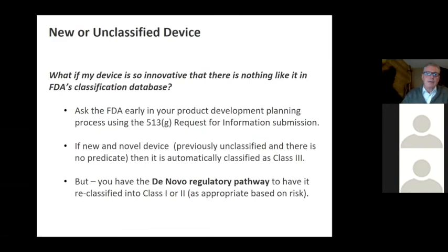So I know you're thinking, what if my device is so innovative that there's nothing like it in the FDA's classification database? If that's the case, congratulations. But also what you want to do in that situation is reach out to the FDA very early in your product development planning and use what's called the 513(g) request for information submission.